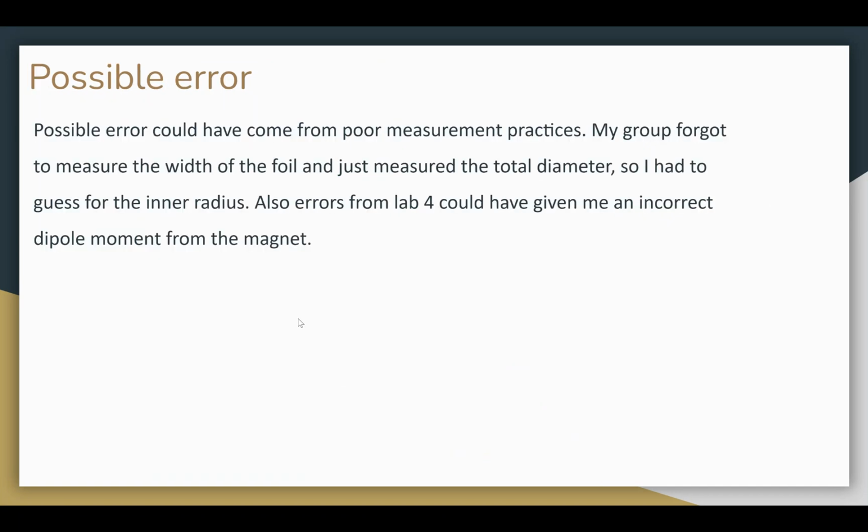So for possible error, this could have come from poor measurement practices. My group forgot to measure the width of the foil and just measured the total diameter. So I had to guess for the inner radius. Also, errors from Lab 4 could have given me an incorrect dipole moment for the magnet.